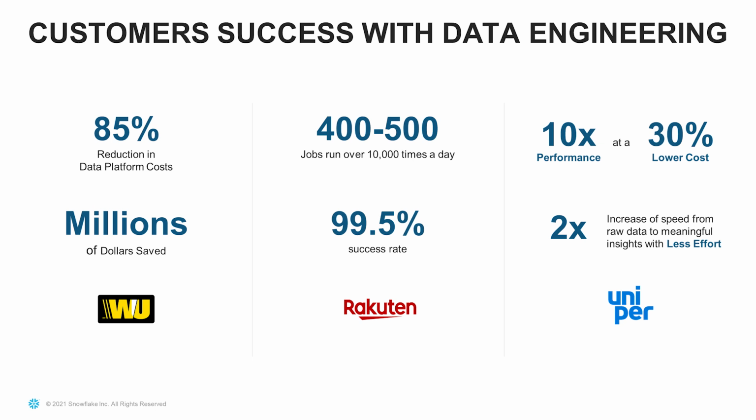Uniper generates and trades energy across Europe and North America. What they experienced is almost 10 times performance improvement at 30% lower cost of running data pipelines in Snowflake compared to the previous platform that they had. And this helped them to make this data available to a larger number of users within Uniper, right? So it basically helped them to democratize access to the data without worrying about performance and infrastructural bottlenecks. So all these innovations help us to get motivated and even innovate faster.